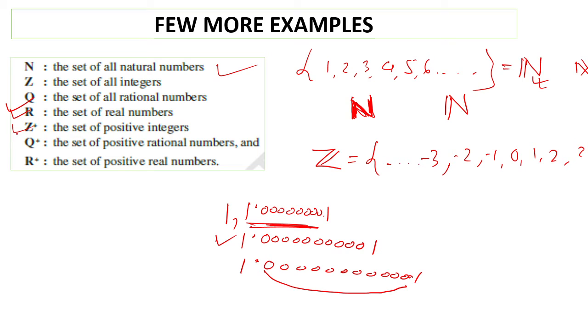Next, Z plus is the set of positive integers, so you only have to consider the positive part of the integers. Next, Q plus is the set of positive rational numbers, only positive numbers. R plus is the set of positive real numbers.